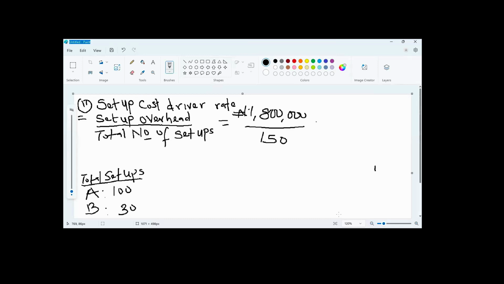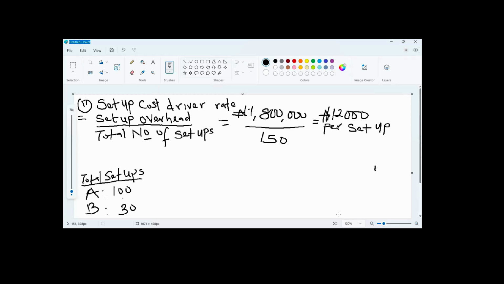12,000. Please, you can't say 12,000 alone. 12,000 naira per what? A setup. There must be a base. I keep on repeating this. Per setup. You can now return back to total setup.